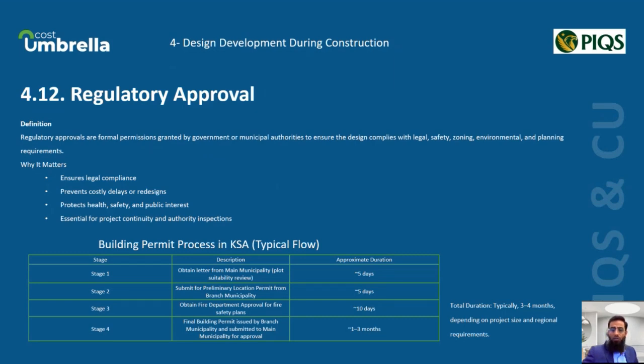Let's look at a typical building permit process in the KSA. Every country has different regulations, so here we're going to cover only KSA. If you see on the screen, in stage 1, the first stage, we need to obtain a letter from the main municipality confirming the suitability of the plot for our intended construction. This usually takes around 5 days. Stage 2, the next stage, we submit an application for a preliminary location permit to the branch municipality, which also takes around 5 days.